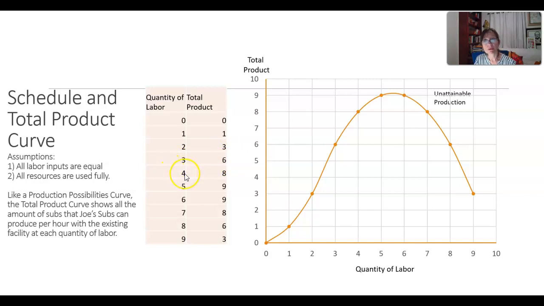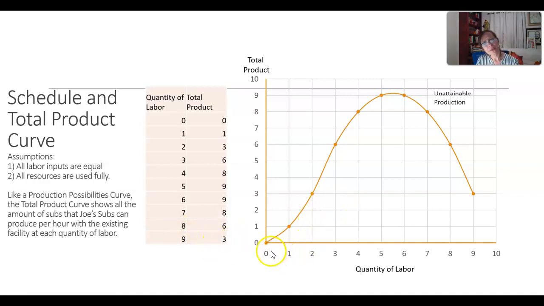The 4th person, along with all the other ones, together they make 8 sandwiches. The 5th person, together with all the others, they make 9 sandwiches. We hire another person, and all of those 6 people produce 9 sandwiches. We hire a 7th person, and all of those people produce 8 sandwiches. We hire the 8th person, and 8 people make 6 sandwiches. And then we hire the 9th person, and all 9 people only produce 3 sandwiches.